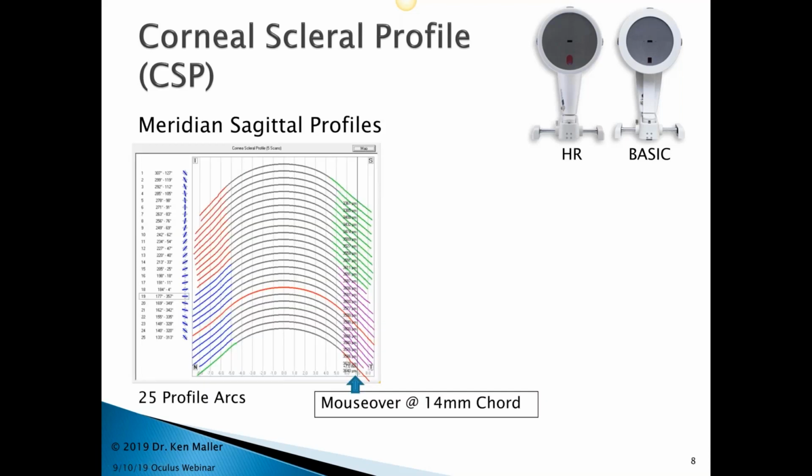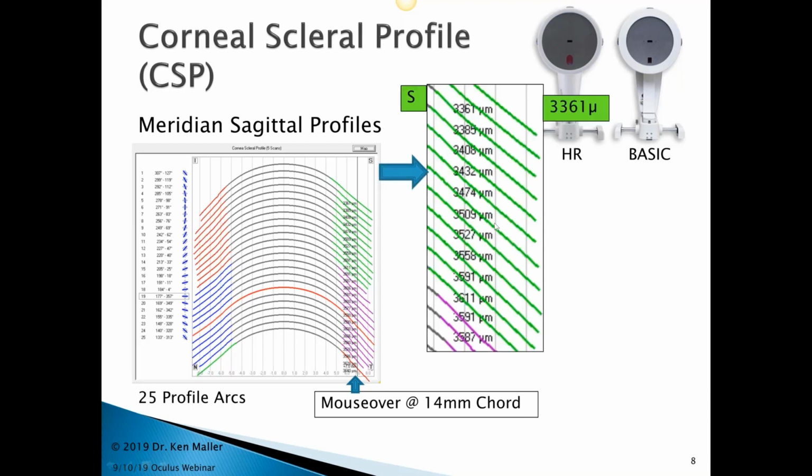Okay, moving on here. So here are the 25 profile arcs that it makes through each of the meridians as it's spinning around and doing its captures. And on that particular screen, you can click anywhere you like, and you will get a mouse-over that shows you all of the unique elevations at that particular cross section. So here I did a 14 millimeter chord. Down over here, you can see it's 5, 6, 7. So this is 7 millimeters from the center line. So it's at a 14 millimeter chord. And here are all the data points that it captured at that. I've just blown that up over here so you can see what that looks like.